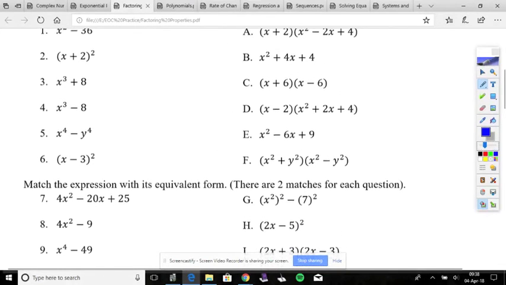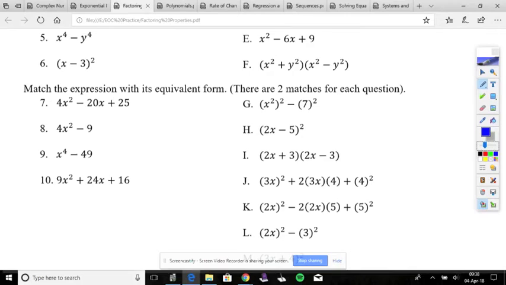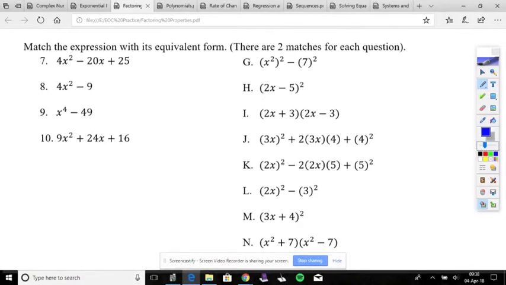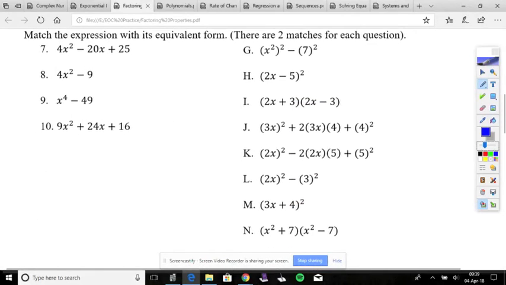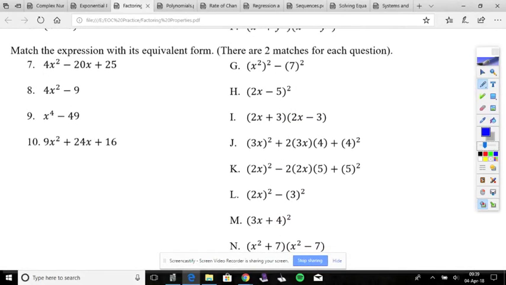Let me just skip down to number 7, 8, 9, and 10. So these have 2 pairs matching each. All right? So these are a little bit more realistic, I think. Well, I say realistic, but I have no idea, to be honest with you. But this is what I would feel would be more on the test, something like one of these 4 at the bottom here.